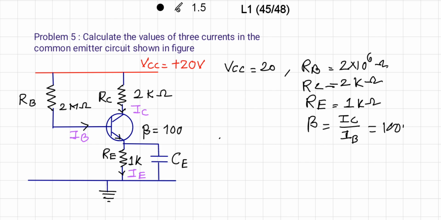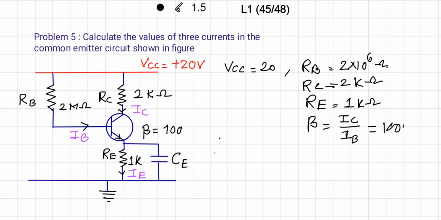Now see, applying Kirchhoff's law to the base side circuit. So this is base side circuit, this is emitter side circuit. So according to Kirchhoff's law, the applied voltage must be equal to the voltage across RB, then the voltage across base emitter, and the voltage across RE.